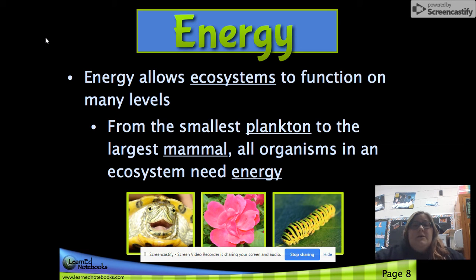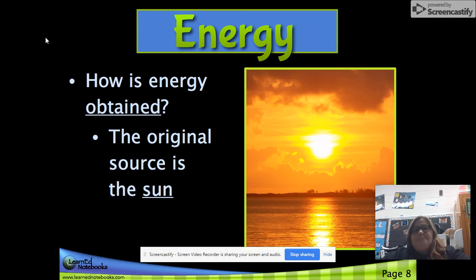So energy allows ecosystems to function on many levels, meaning the smallest planktons, like little tiny things floating in water, to the largest mammals. Everything needs energy. You need energy to think. You need energy to move. Okay, when you're not having energy, that's when you're tired. That's when you don't feel good. That's why when you're sick a lot of times, you don't always eat that much and you don't have energy. And that's why parents tell you you need to eat. You know, got to try to keep something down so that you build your energy back up.